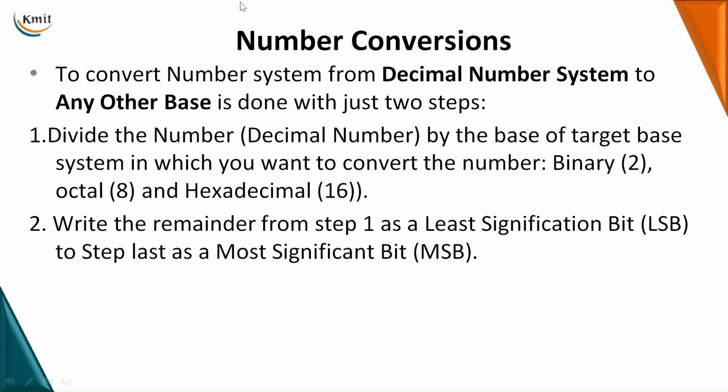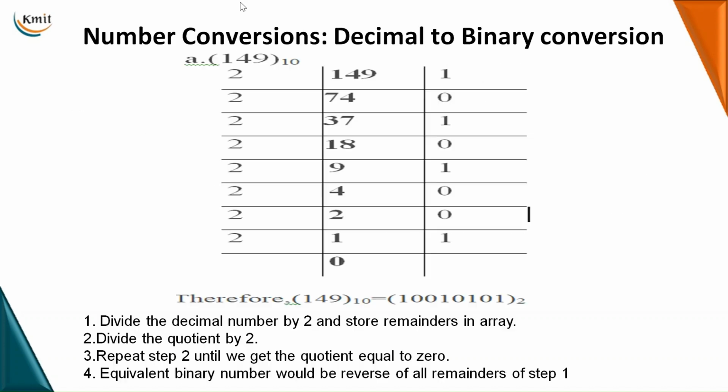So this is how you can convert from decimal to other number systems. We'll start with the decimal to binary conversion. I want to convert the decimal number 149 to base 10. The 10 represents that it is a decimal number. You have to convert it to base 2.